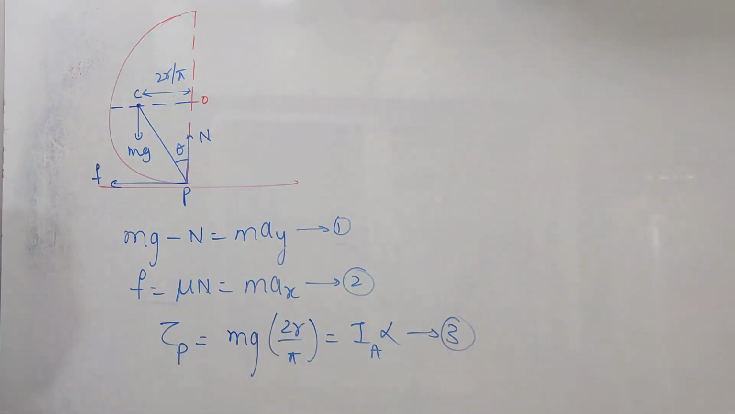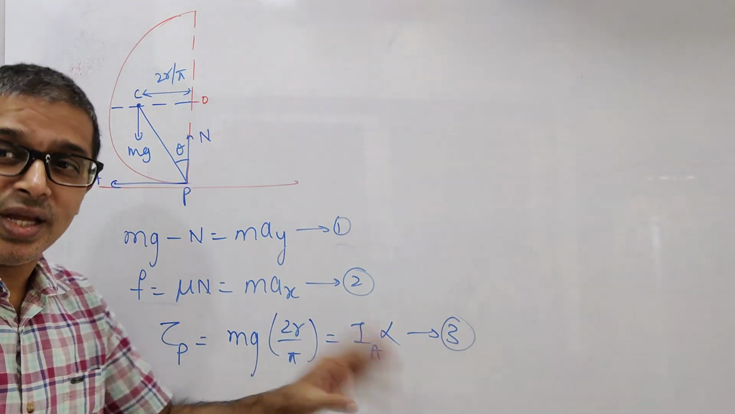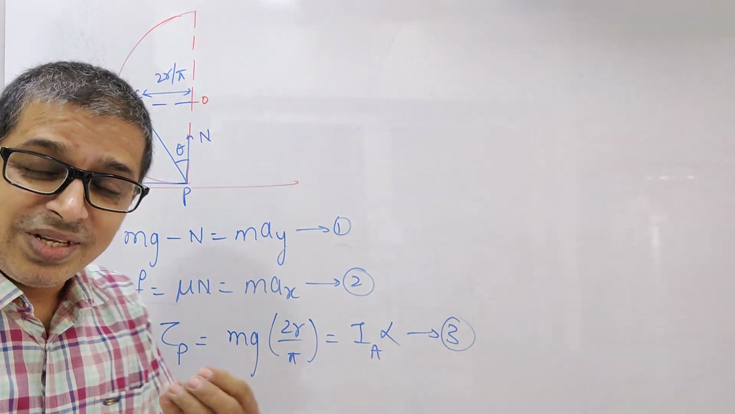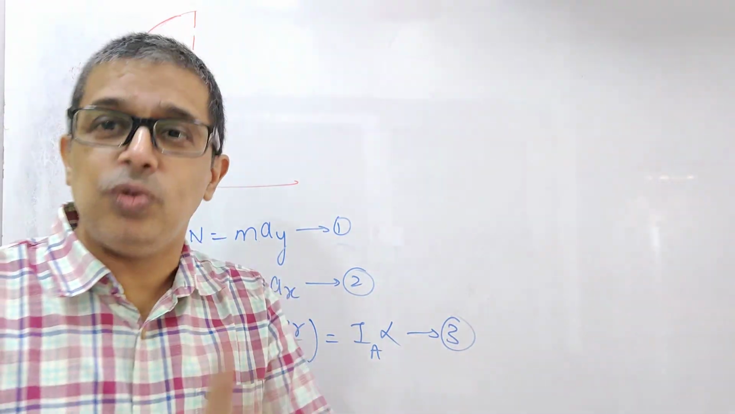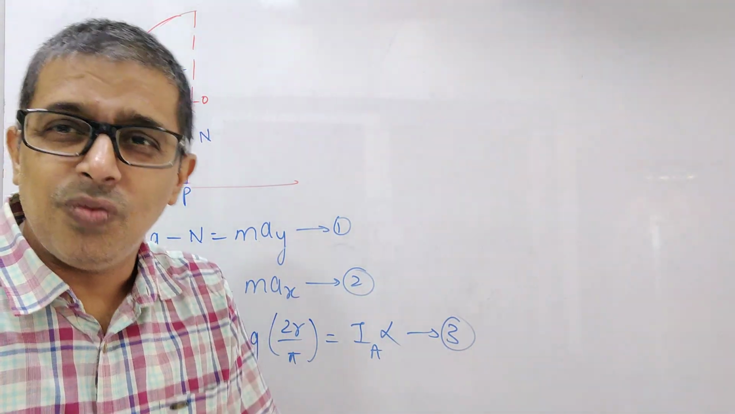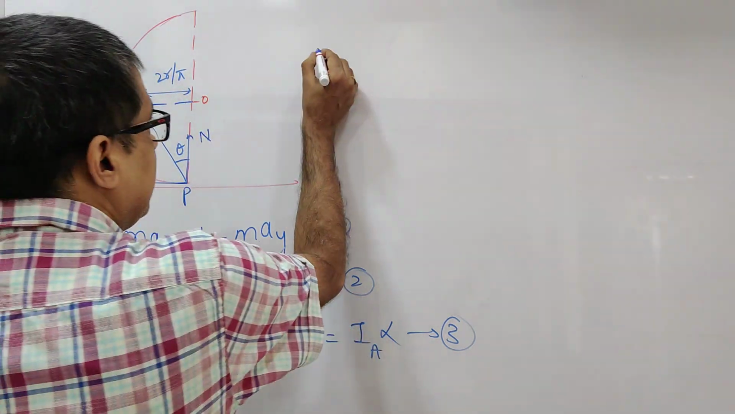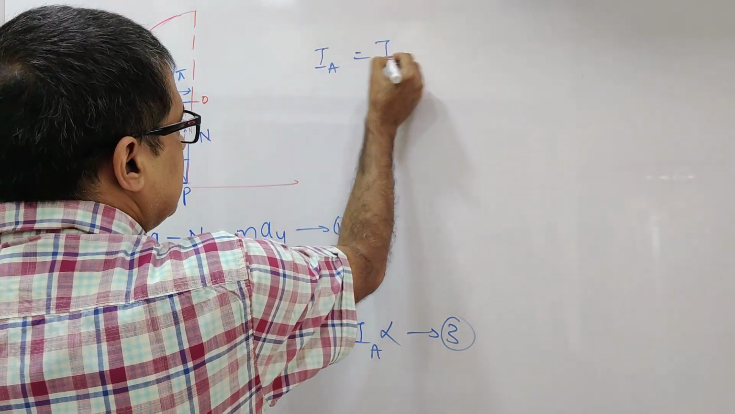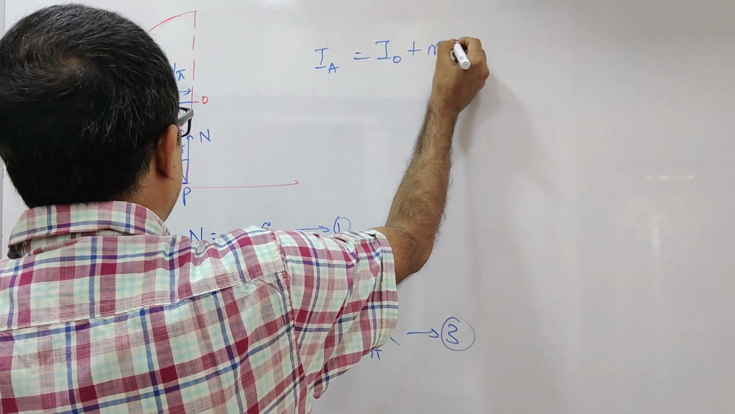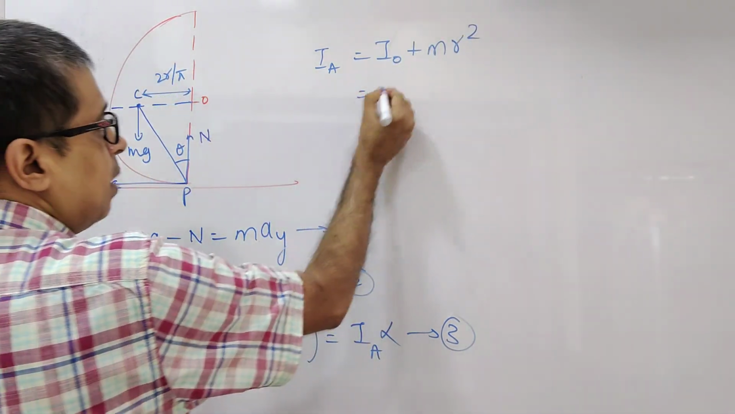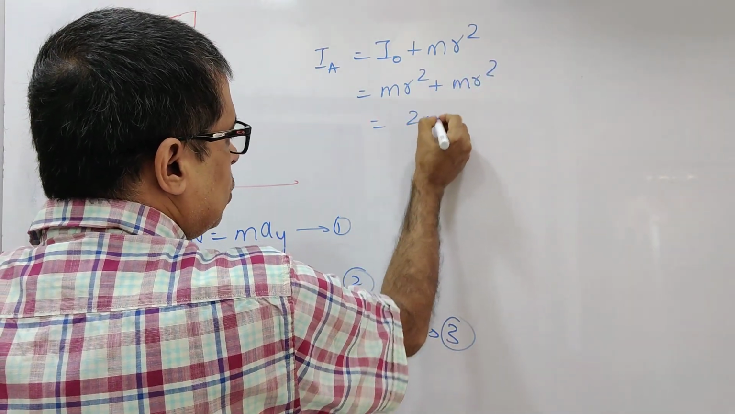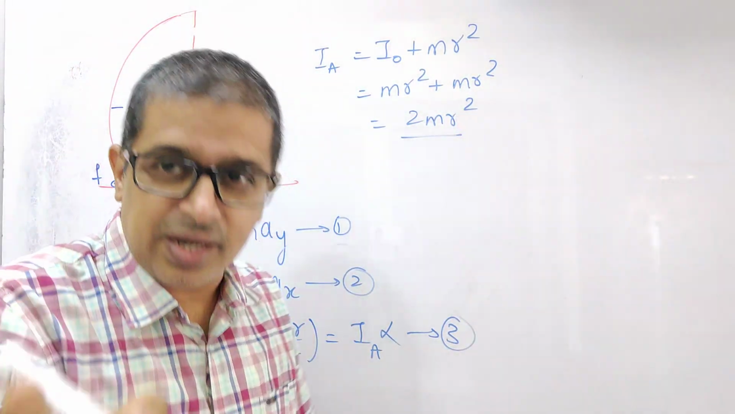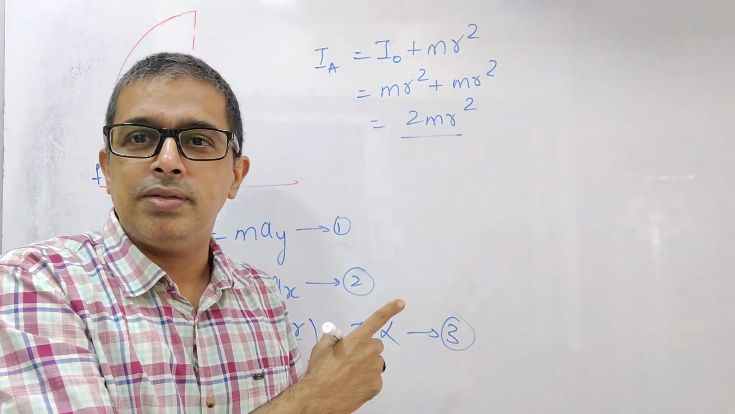This is a tricky part. Find the value of I about A. Now, incidentally, even if you commit a mistake, by chance you will get the correct answer. What do you mean by this? Some students will write I about A is I about O plus M into R square. I about O, they say, is MR square, plus MR square, so they get 2MR square.